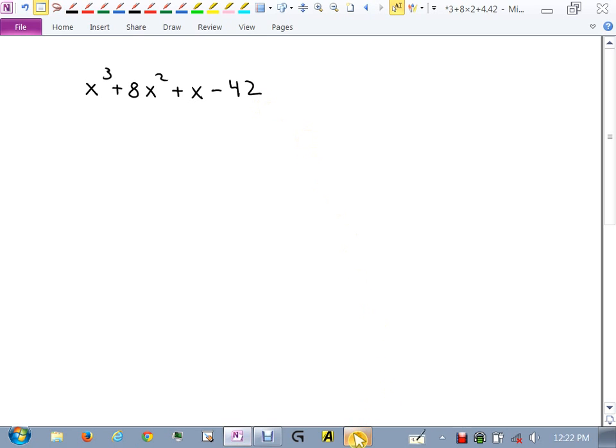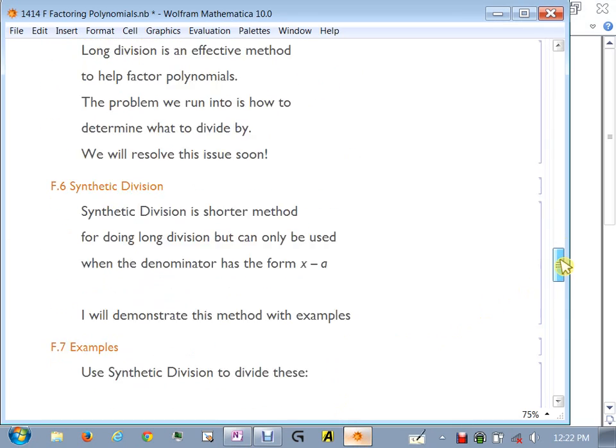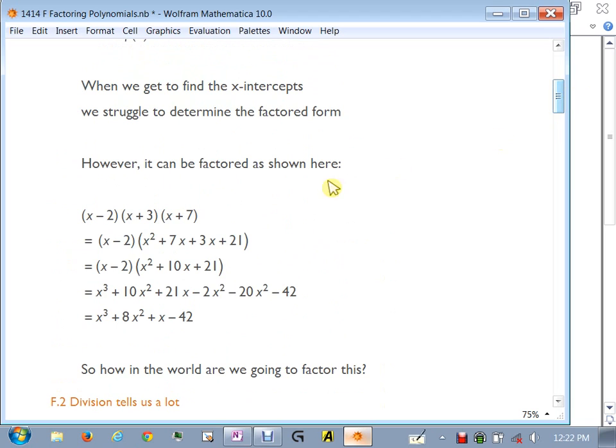I'm going to go back and remind you in the beginning of the notes where I told you what the answer should be, right? I told you it should be those three factors. Let's see if we can get to that, all right?